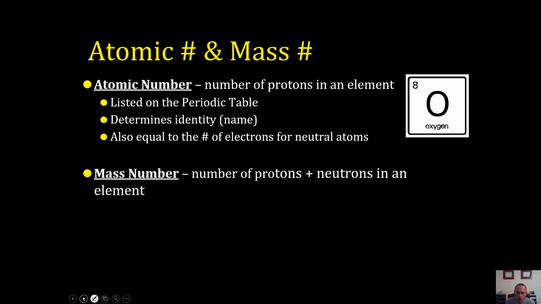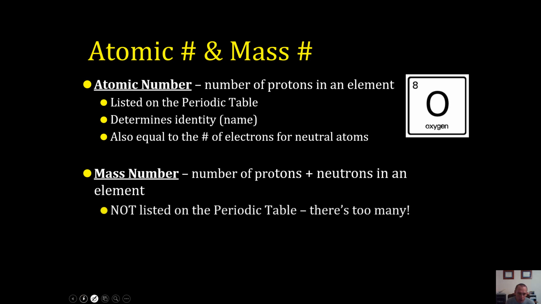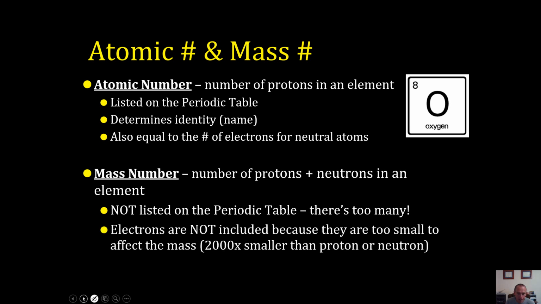The mass number, it depends on the periodic table you have. Sometimes it's listed, but there's more than one mass number, as you guys have seen. We can have isotopes, so you might get stable or radioactive things, but the mass number is the number of protons plus the number of neutrons in an element. And because there's so many of these, periodic tables can't list them all. You've got to look up in a table to see what stable or unstable isotopes might exist.